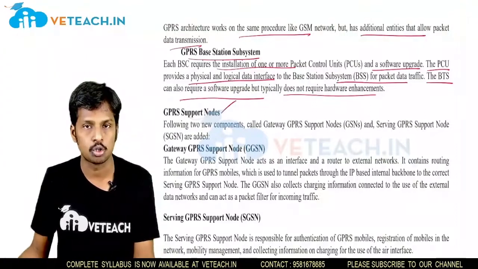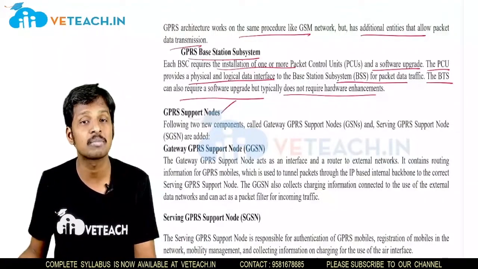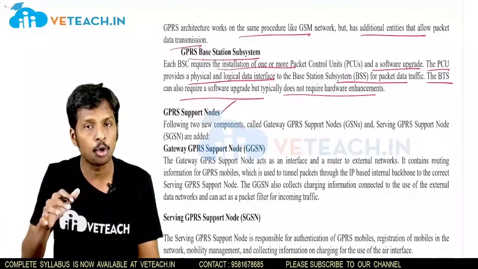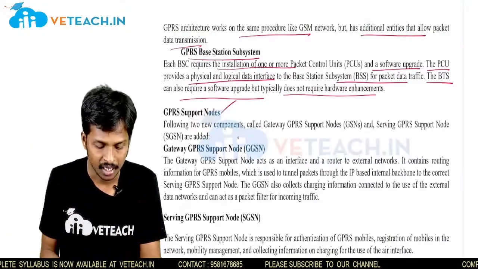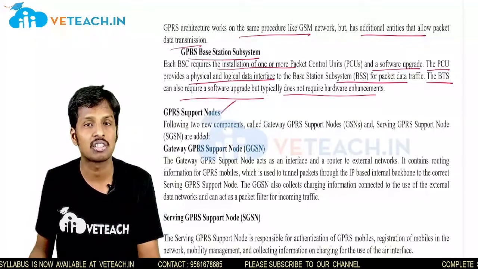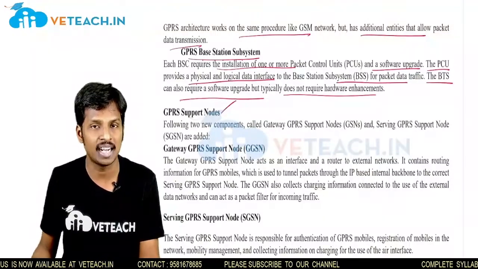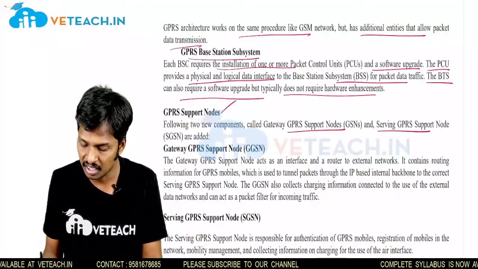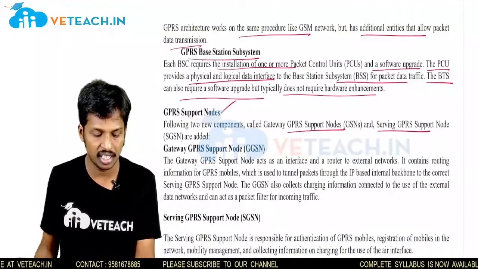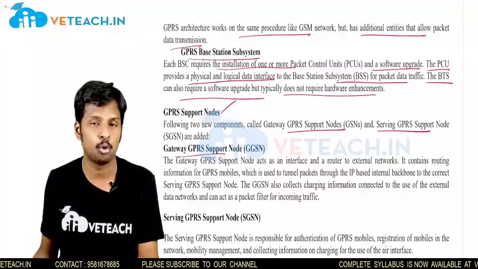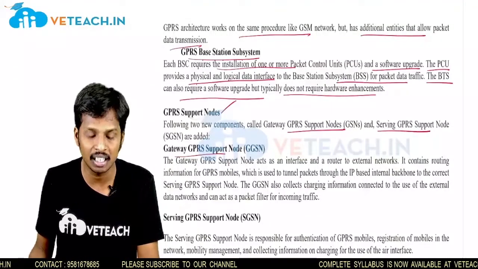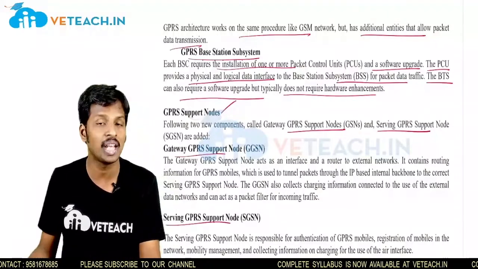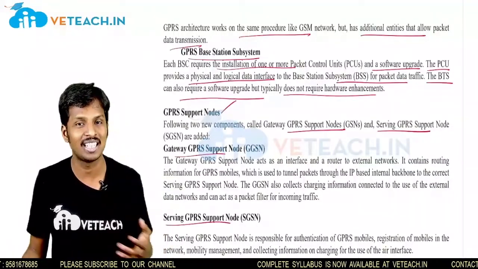GPRS support nodes. What is this GPRS support? There are some set of nodes present in the GSM architecture which should support GPRS. There are two types of nodes provided in GPRS support nodes: the Gateway GPRS support node, which we call GGSN, and the Serving GPRS support node. What are the functionalities of these two nodes?